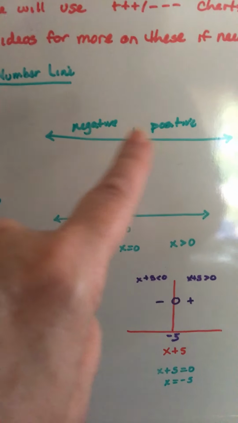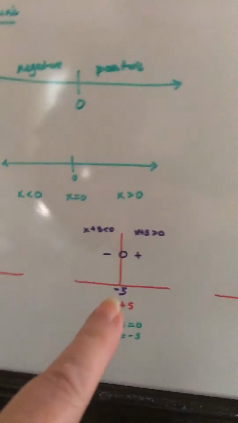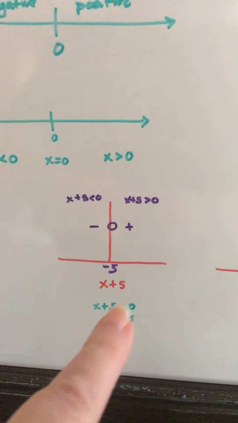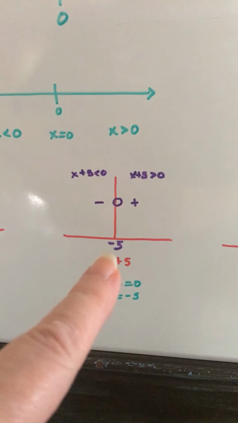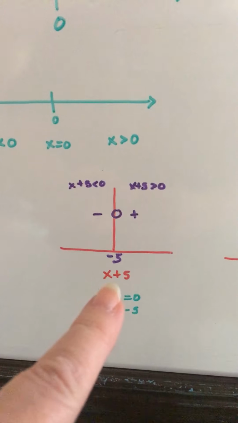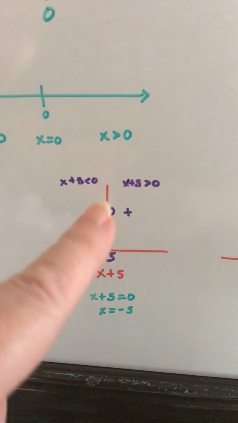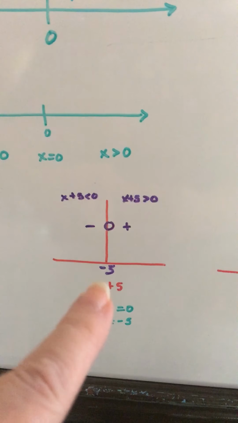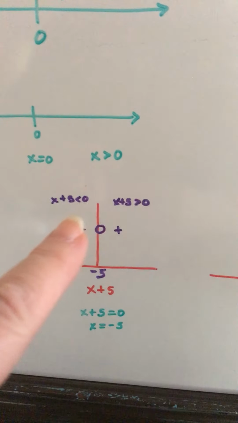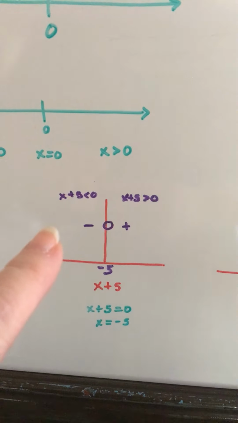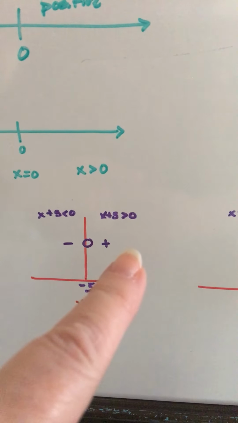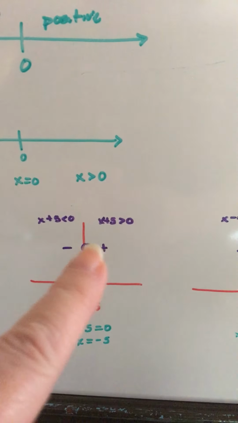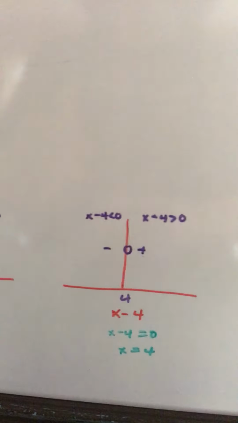Please look, negative, positive. I give you x plus 5, and I say what makes it 0? Negative 5. So x plus 5 is 0 at negative 5. So notice this is where it happens. x plus 5 plays 0 here, so x plus 5 plays negative here. x plus 5 plays positive there. Always works that way. Left negative, right positive. x minus 4.